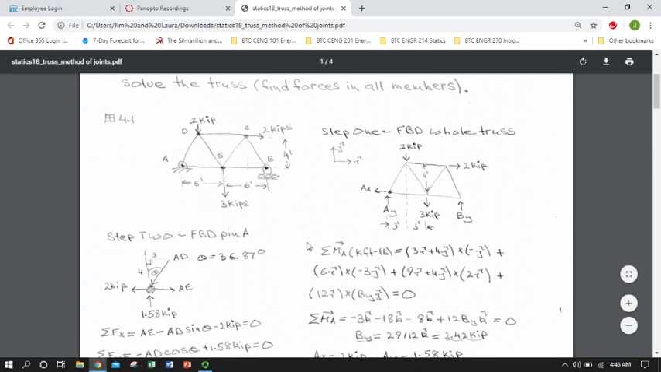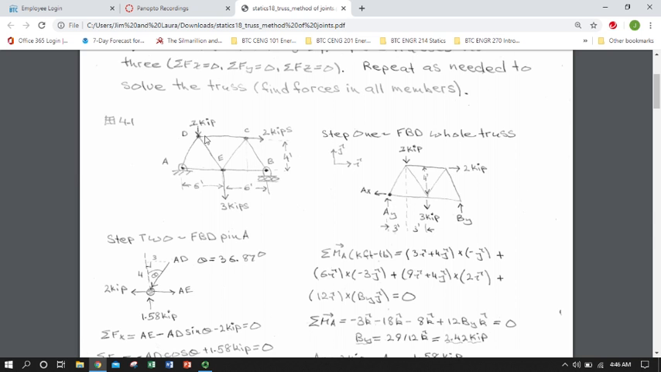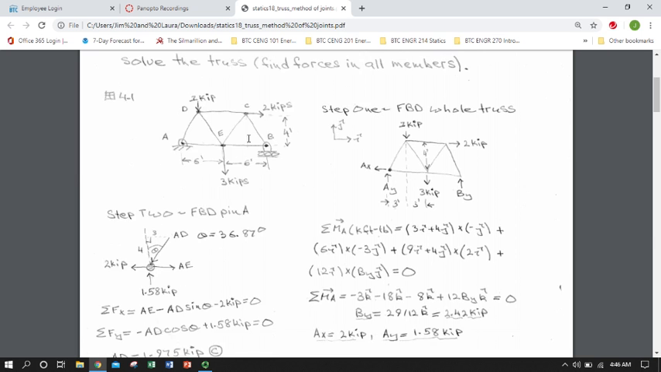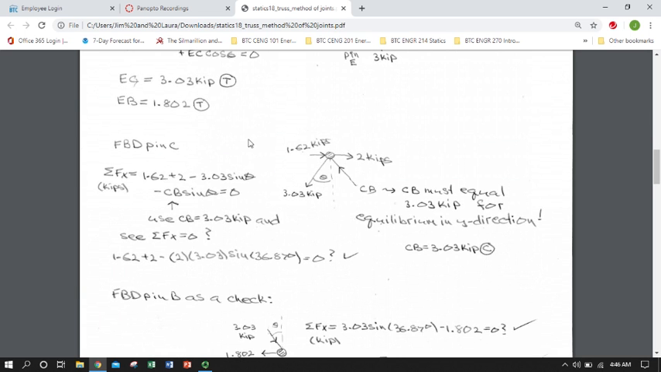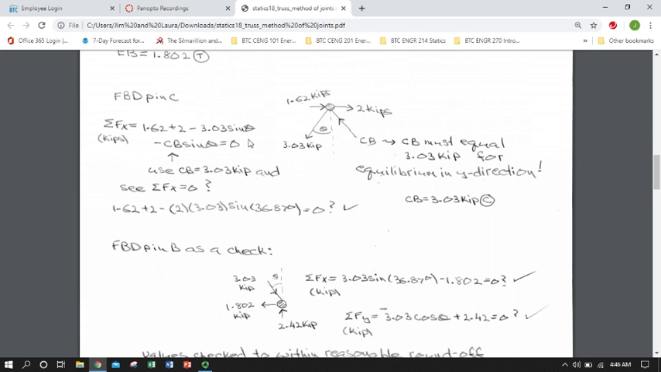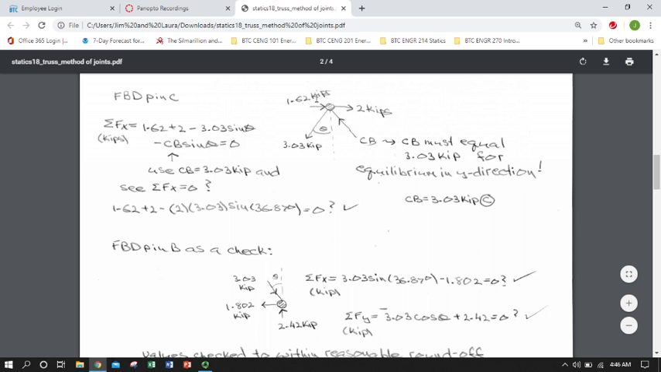So now I'm going to use that information and the information for member DC, and I'm going to move over to pin C, and I'm going to repeat. This is quite the repetition. These are very, very long problems, so be sure that you leave plenty of time.